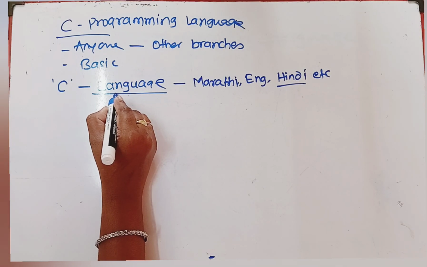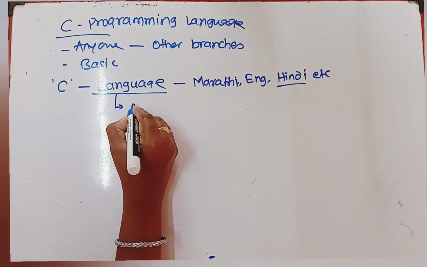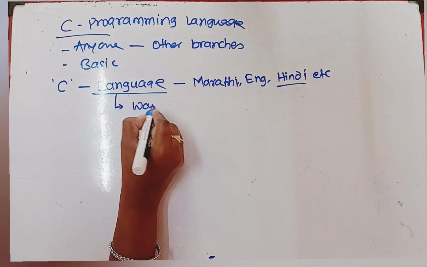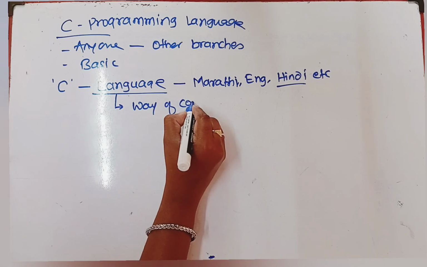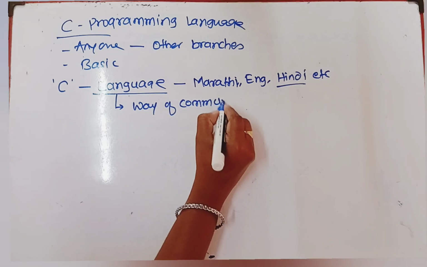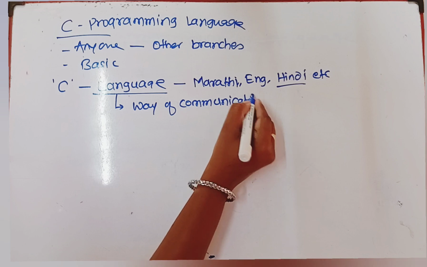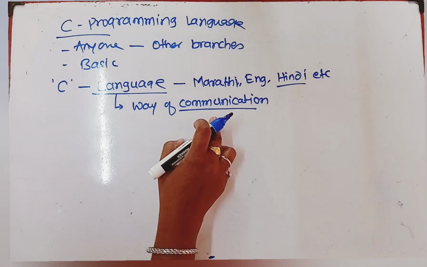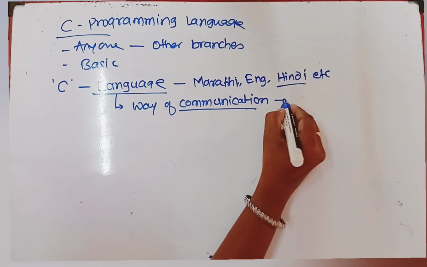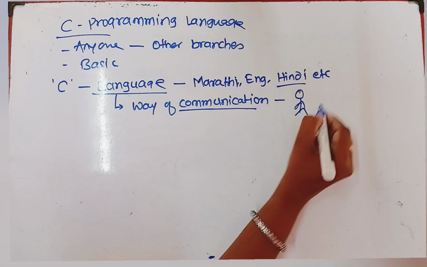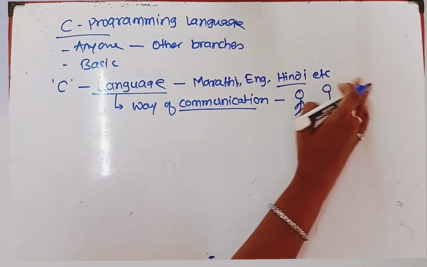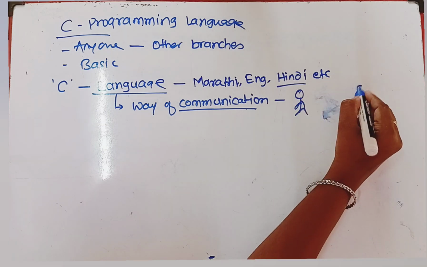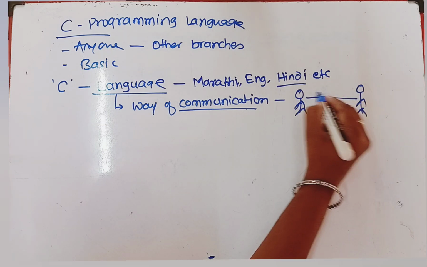Why do we use language? What is language actually? Language is a way of communication. It is used for communication among people. We use these languages for communication among people.